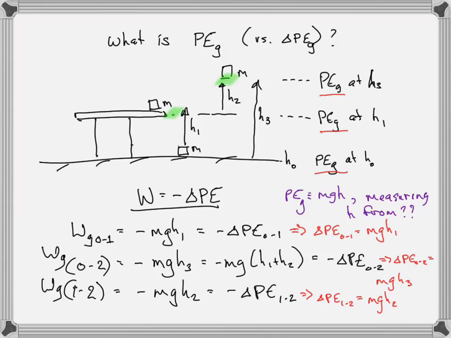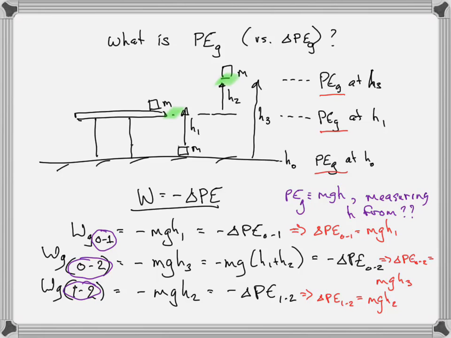This is different than measuring the work. When we measure the work, we automatically have to have moved from one place to another place. If we're talking about the potential energy at a point, we're not saying we ever moved from anywhere. So where are we measuring h from? And this is the beauty of the potential energy. It's wherever you want to measure it from. It's wherever it's convenient.